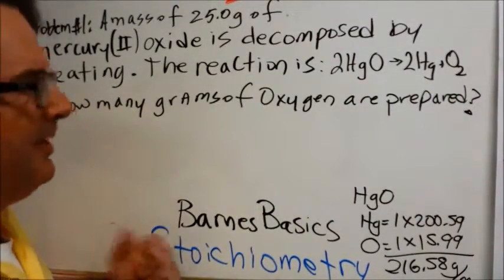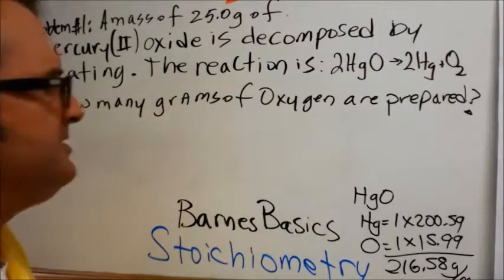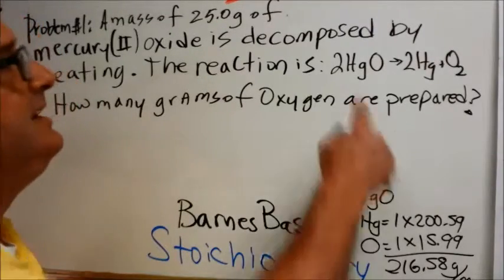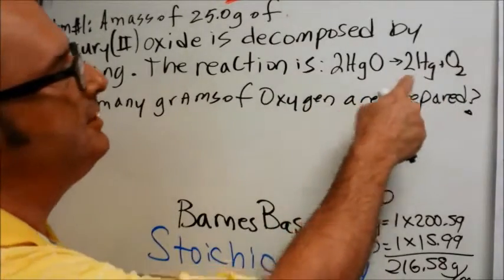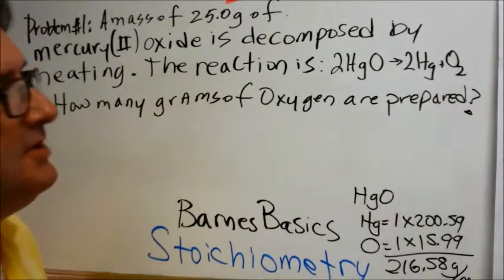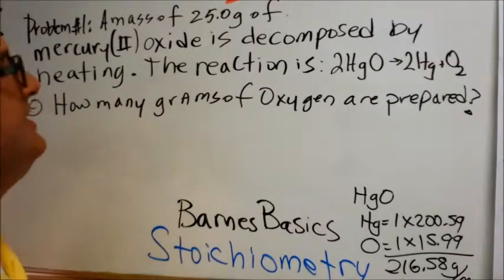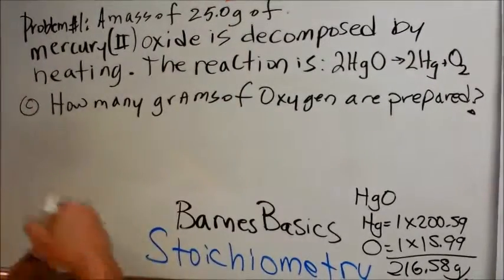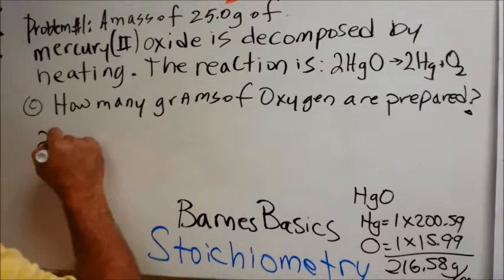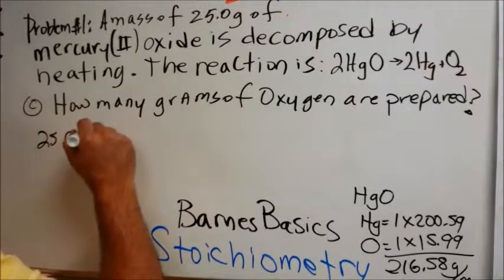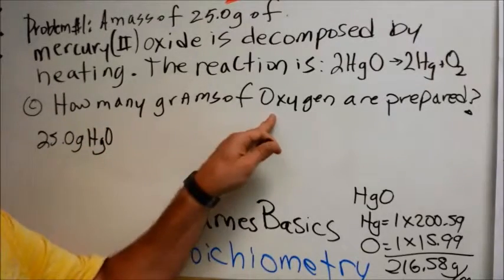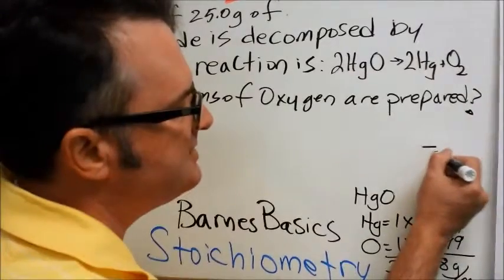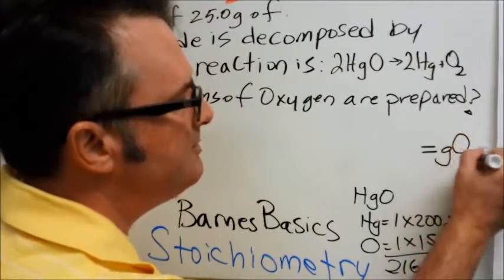So remember, the first step in any of these problems is to write the balanced equation. That's already done for you, and that's a beautiful thing. 2 mercuries, 2 mercuries, 2 oxygens, 2 oxygens. Everything's good to go. The second step is to write the information that we are given on the left. In this case, we're given 25.0 grams of mercury oxide. And we're asked to find grams of oxygen. That's what we're being asked to find, grams of O2.